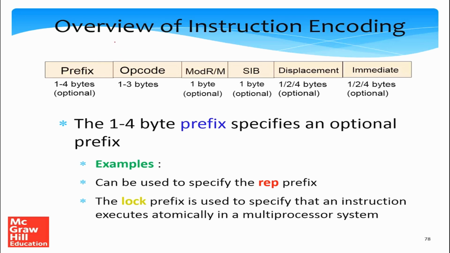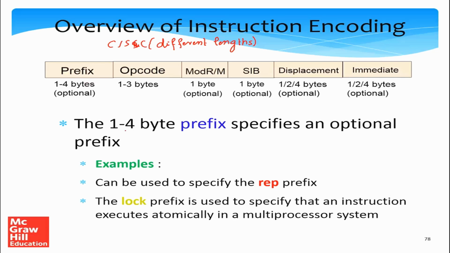Since this is a CISC instruction set, instructions can have different lengths, and the lengths can really vary. Different instructions can have very different lengths and sizes. This will make processor design difficult, but we'll talk about this later. Let's take a look at the broad overview of the instruction encoding scheme. The first 1 to 4 bytes, which are optional, are the prefix.